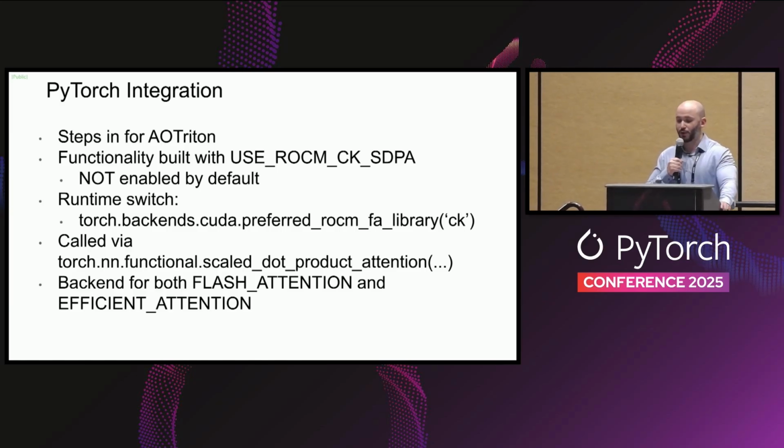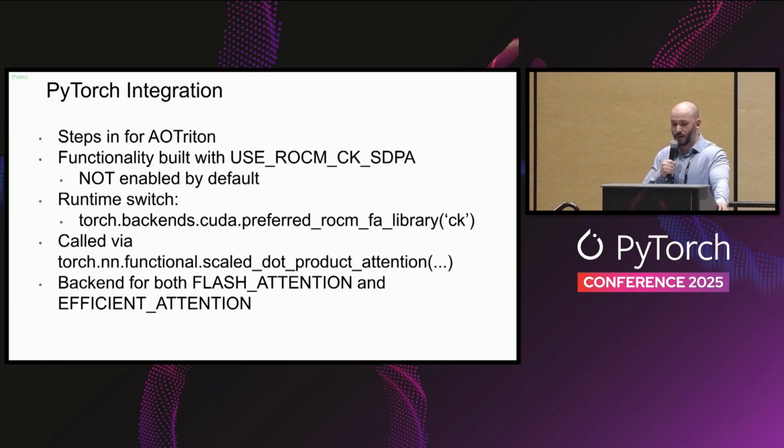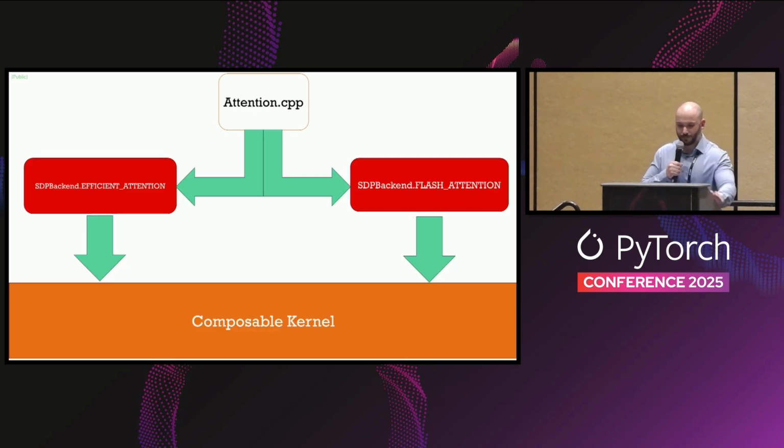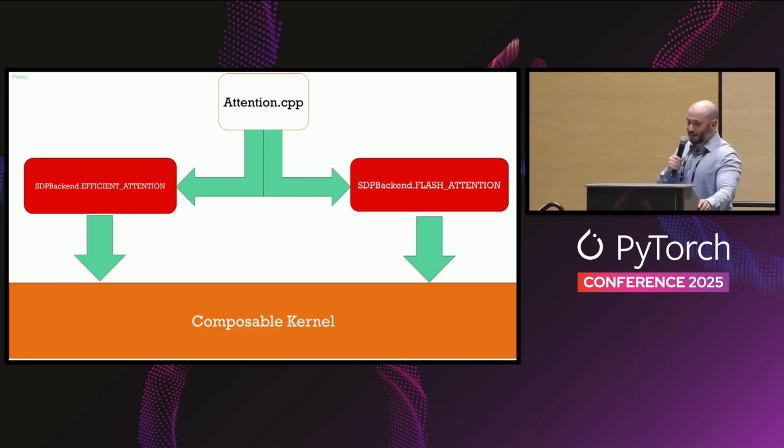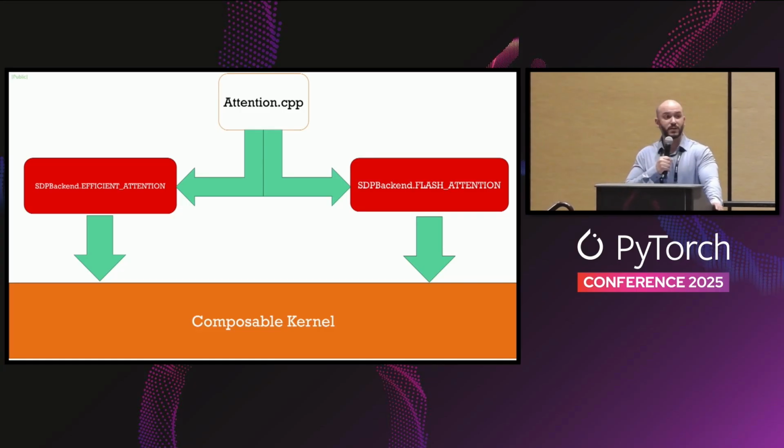Important to note that it is currently implemented as a backend for both flash attention and efficient attention. CK will not be used in scenarios where the math backend is desired, or obviously the cuDNN backend. Here's a diagram illustrating that last point. In different situations in PyTorch, there are separate algorithms that are used for flash and efficient attention, but in the CK case, it acts as backends for both.